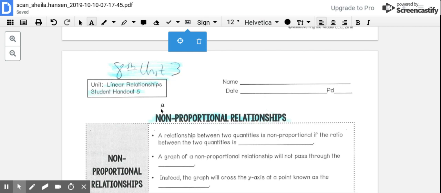Handout 5 is about non-proportional relationships. And I did touch on this a little bit in the last video, comparing it to proportional relationships. So a relationship between two quantities is not proportional if the ratio is not constant.